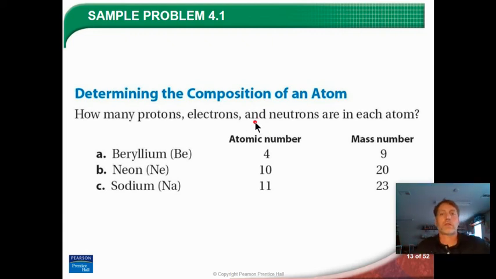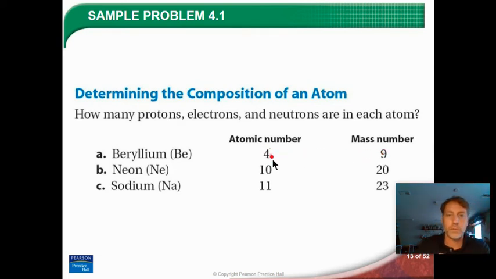How many protons, electrons, and neutrons are in each atom? So beryllium has an atomic number of 4 and a mass number of 9. So we take the mass number 9 and subtract 4. That tells me how many neutrons there are: 5. So it has 4 protons and 4 electrons based on this, and it has 5 neutrons based on 9 minus 4.